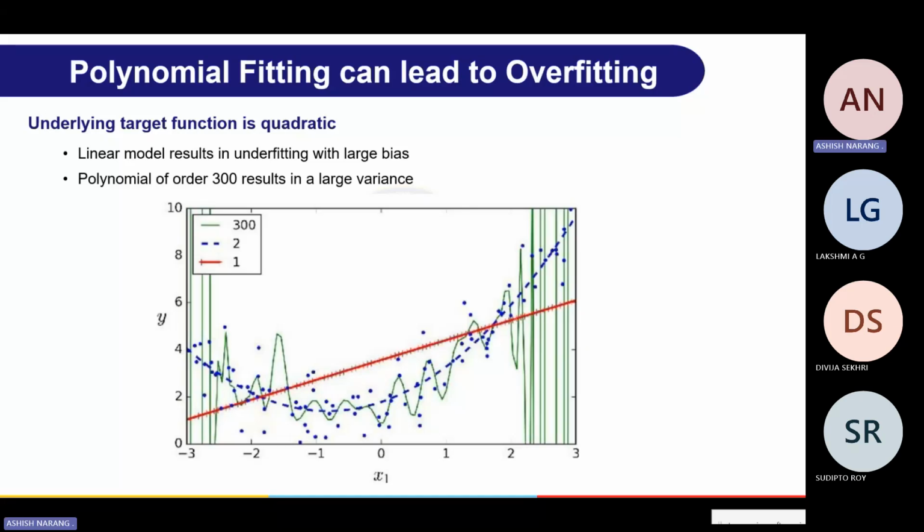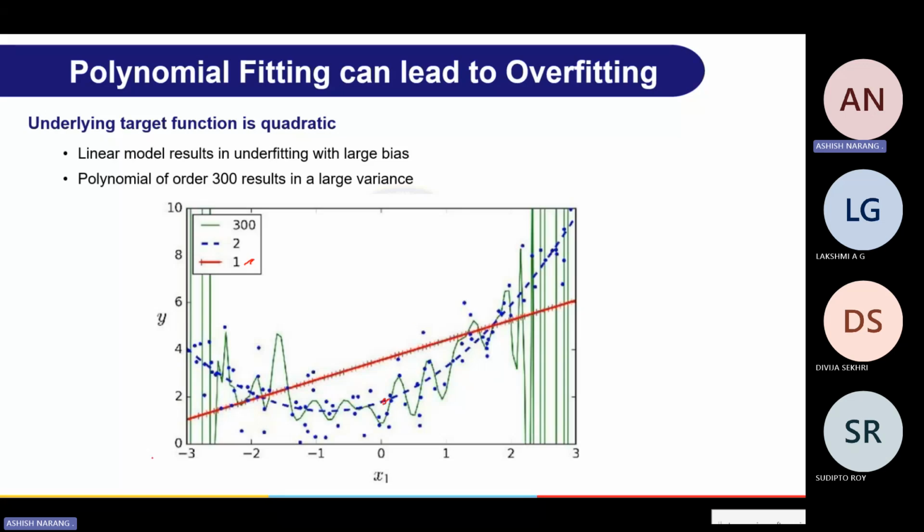Sorry, the green ones, right? So you have a straight line with the red and the curved line, the dotted ones, right? What the straight line typically does is show underfitting. The curve, the blue dotted line, is a more generalized model, I would say.